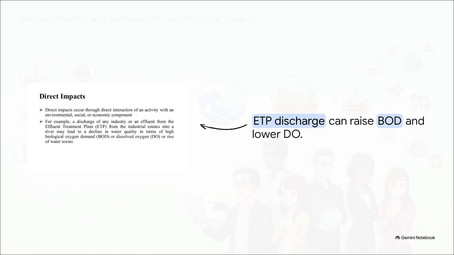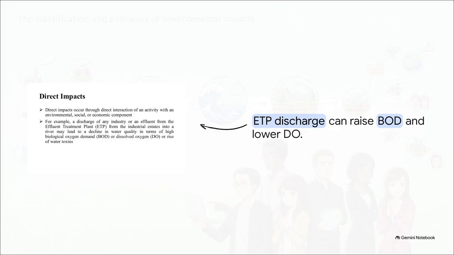Imagine a large industrial estate. The waste from these factories goes into an ETP, an effluent treatment plant. When that ETP discharges its treated, or let's be real, sometimes partially treated water, directly into a local river, it causes a direct impact on the water quality. Specifically, you're going to see a massive spike in BOD, or biological oxygen demand. For those who might be a bit rusty, BOD simply measures how much oxygen bacteria will consume while breaking down organic waste. A high BOD means the bacteria are basically hogging all the oxygen.